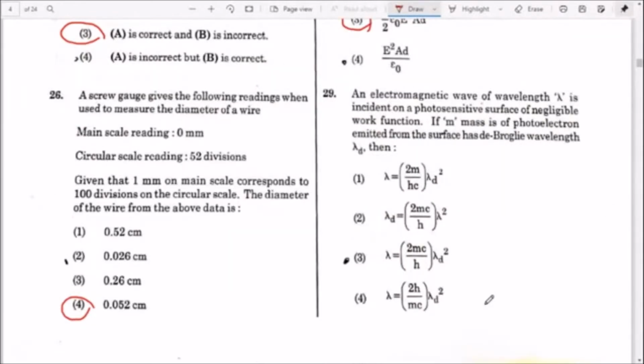An electromagnetic wave of wavelength lambda is incident on a photosensitive surface of negligible work function. If mass m of a photoelectron emitted from the surface has de Broglie wavelength lambda d, then... 3. Option number 3 is the correct option, students.